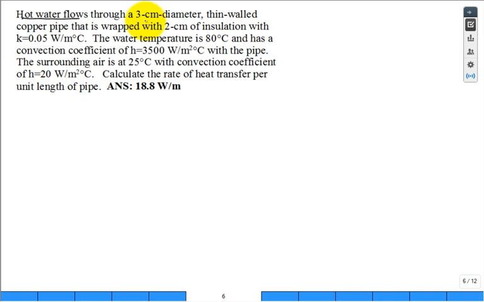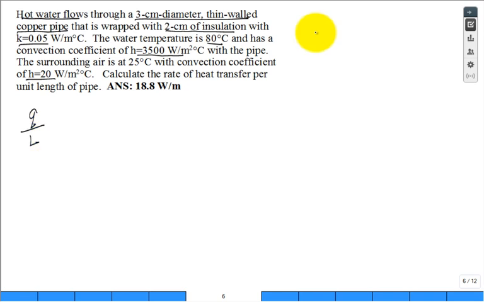Hot water flows through a 3 centimeter diameter thin-walled copper pipe. And it's wrapped with 2 centimeters of insulation that has a given conductivity. The water temperature is 80 degrees C. It has a convection coefficient of 3,500 watts per meter squared degree C with the pipe. And air surrounds it at 25 C with a convection coefficient of 20 watts per meter squared degree C. Calculate the rate of heat transfer per unit length of the pipe. So this is going to be Q per unit length.